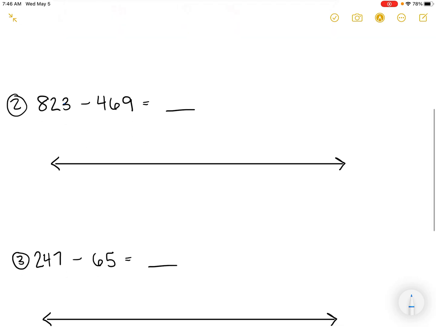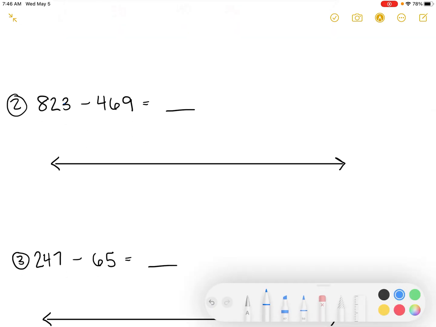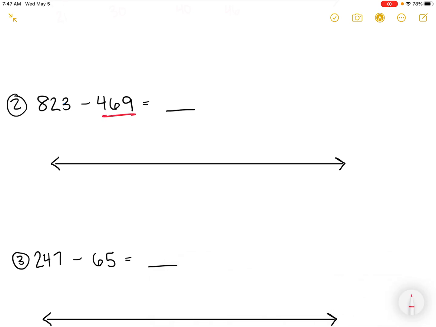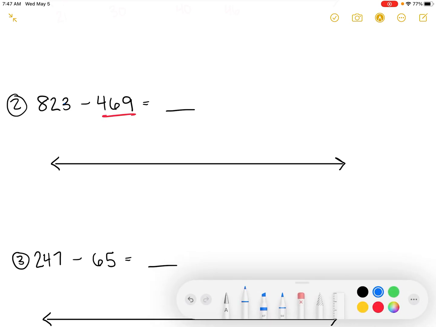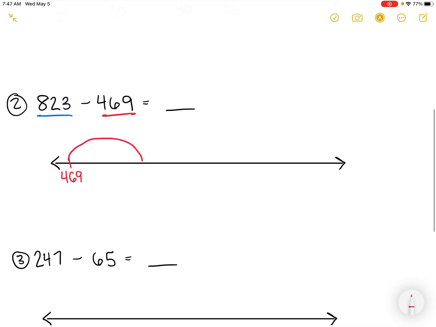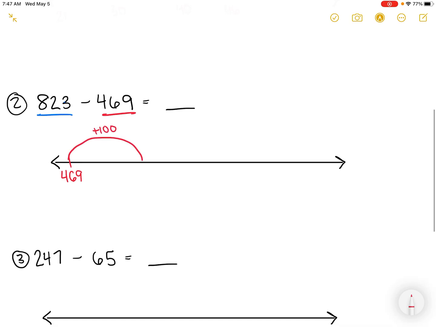Let's try another example. For number 2, we have 823 minus 469. So again, we're going to start with our lower number, and we're going to count up until we get to our higher number. So we're going to start with 469, and we're going to count up and make jumps until we get to 823. So I'm going to start by making a jump of 100, just because I know we have to get to such a higher number. I want to make it kind of fast.